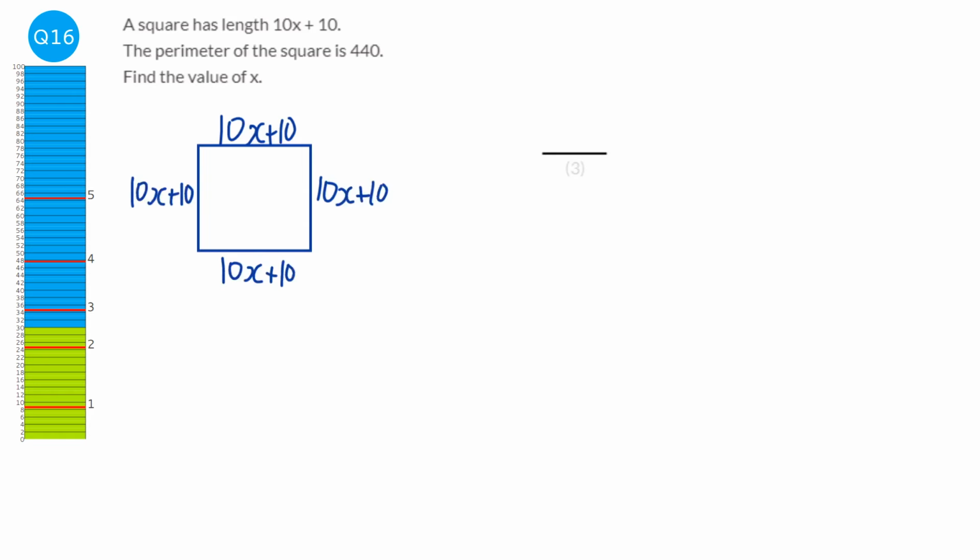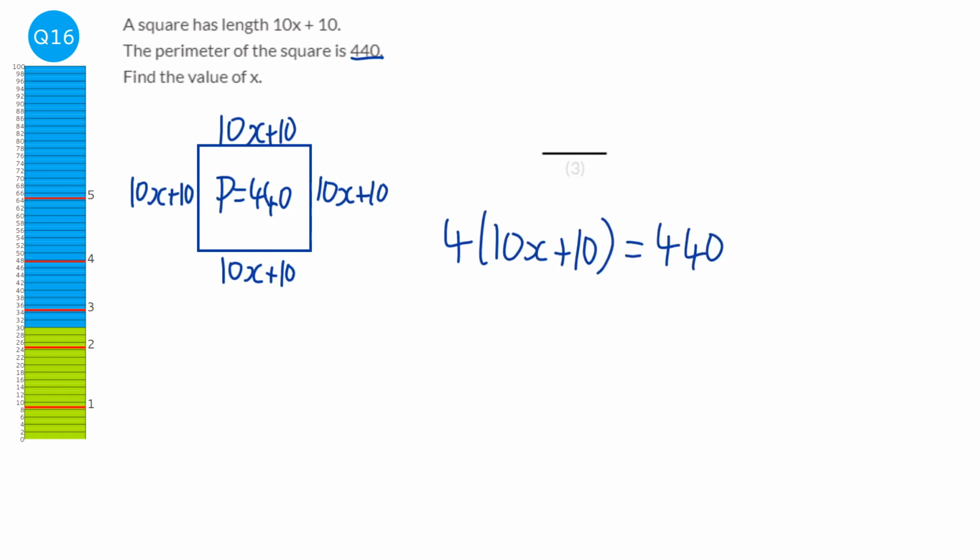But we're also told that the perimeter is 440. So what we can do is work out the perimeter in algebra by multiplying 10x plus 10 by 4, or just adding up the 4 lengths that we've got. So we're going to do 4 times 10x plus 10. But we also know that that is going to be 440 because we're told in the question that the perimeter is 440.